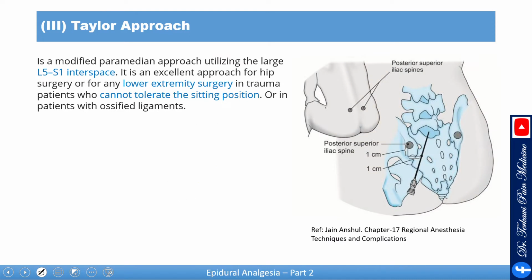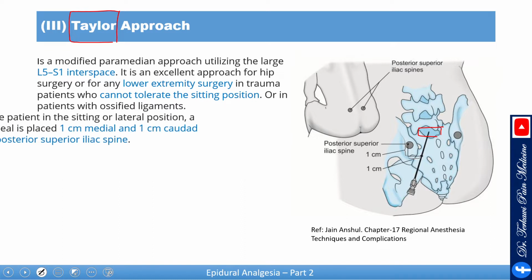Okay, now let's talk about another approach, the Taylor approach. I'm sure many of you haven't heard about this approach. The Taylor approach is a modified paramedian approach utilizing the large L5-S1 interspace. By far, the L5-S1 interspace is the largest interspace. It is an excellent approach for hip surgery because this is a low epidural. It suits hip surgery or any lower extremity surgery in a trauma patient who cannot tolerate the sitting position, or a patient with ossified ligament.